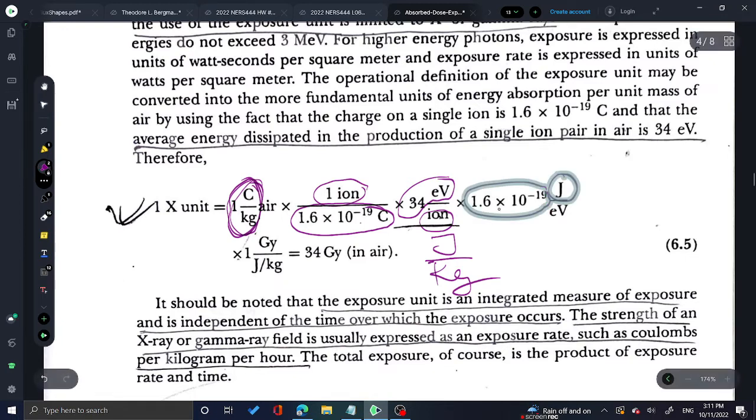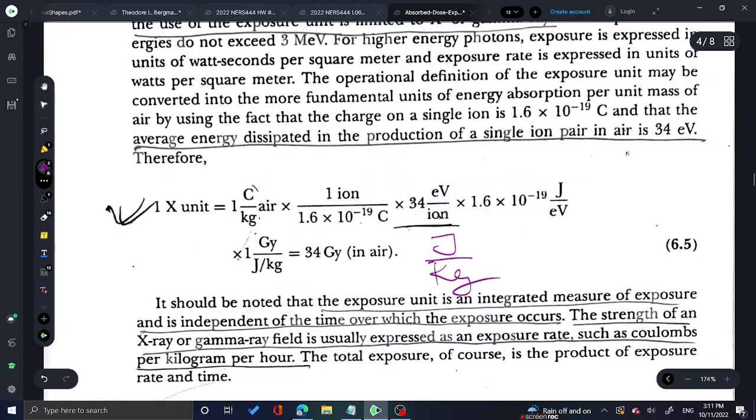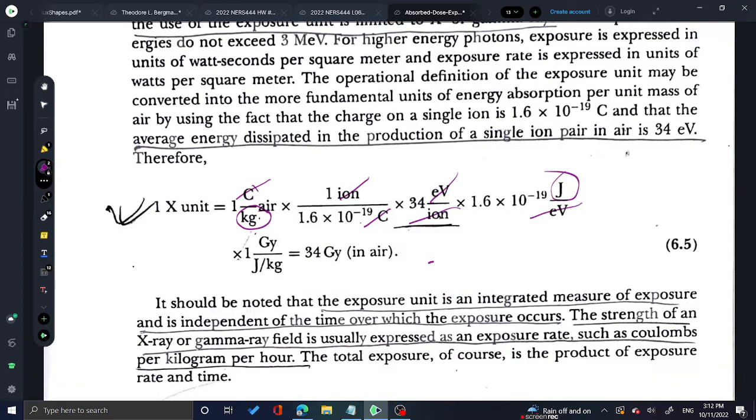So if you do this, then we can see that all the units cancel out: coulomb with coulomb, ion with ion, eV with eV. So we're left with joule per unit kg, which is what we want, right? To relate the x unit to gray. So that's how, here it is written 1 gray per joule per kg, it directly writes gray and joule per kg. So that's how we get 34 gray in air. So 1 x unit in air is equivalent to 34 gray in air.